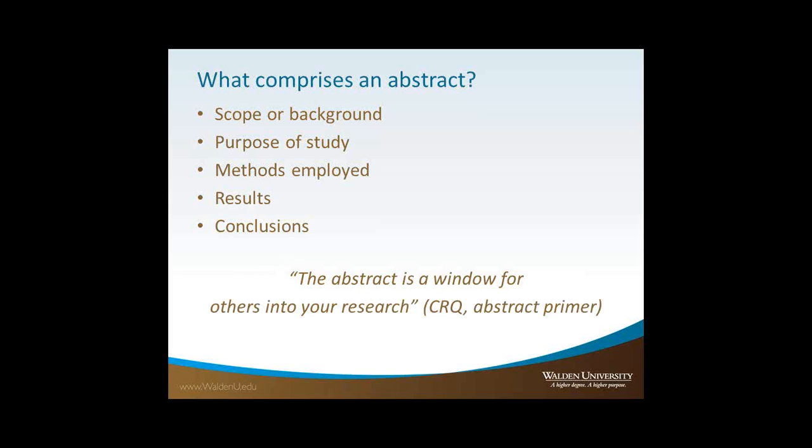And what we've provided in the Center for Research Quality, specifically within our abstract primer, is this quote that an abstract is the window for others into your research. So all those 5 bulleted points here, those really provide the basic information for what's happening in the larger body of the research. It's a window for others into your research. Kind of a lovely phrase.